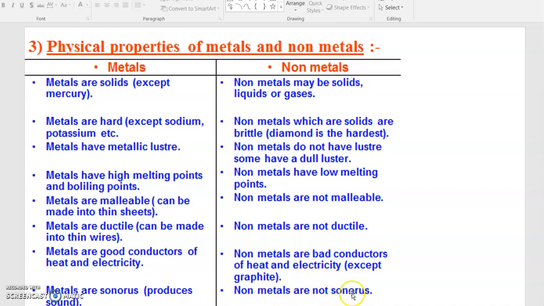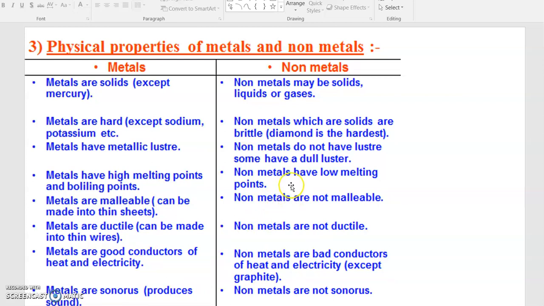Non-metals are not sonorous. This is what they say. Okay? And I don't agree with this. Yeah, that's an American spelling. I've got the right spelling for you at the top there. Like I said, I don't agree that they don't have sound. They do have sound, but the sound is dull. And then metals are sonorous. They produce sound.